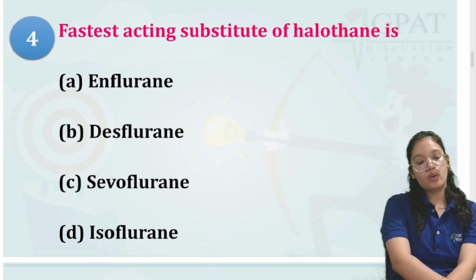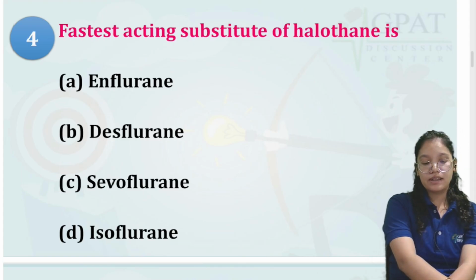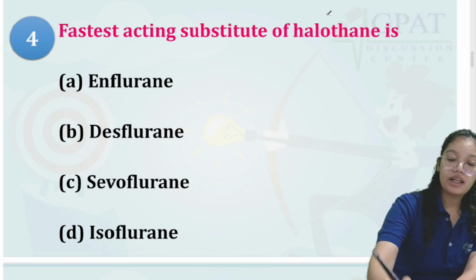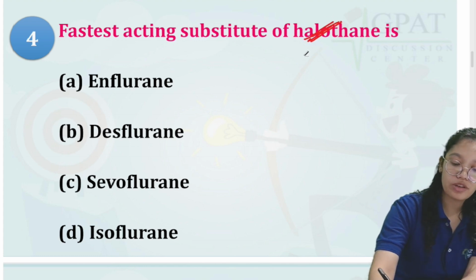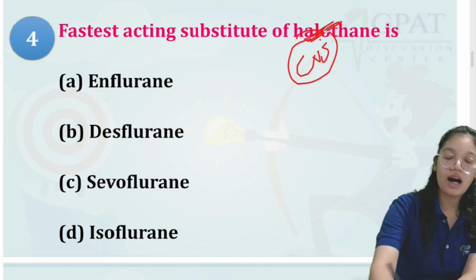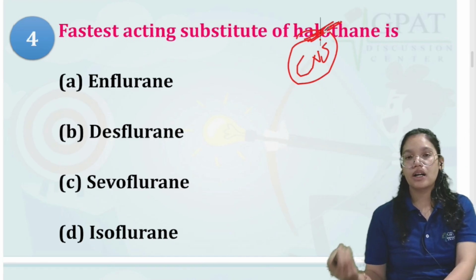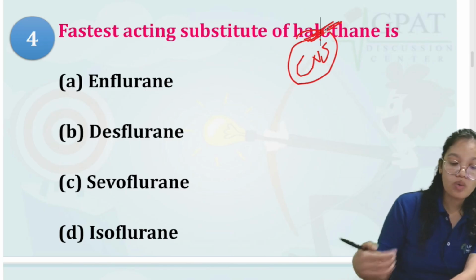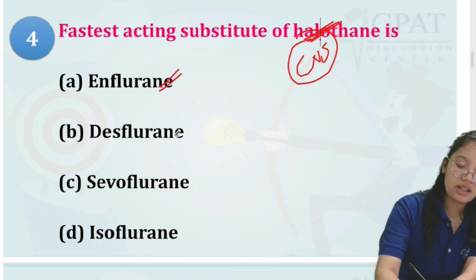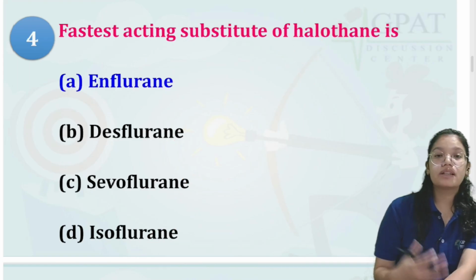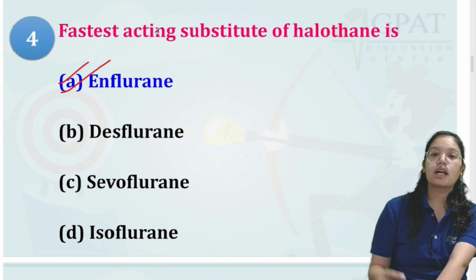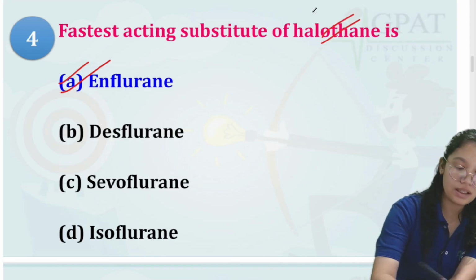Now the next question we have is, fastest acting substitute of halothane. Means instead of halothane, if in our central nervous system we are acting with some other drug that can substitute halothane, what is that? Is that enflurane, desflurane, sevoflurane or isoflurane? So basically it is enflurane. Enflurane is the drug that can be used as the substitute for halothane.